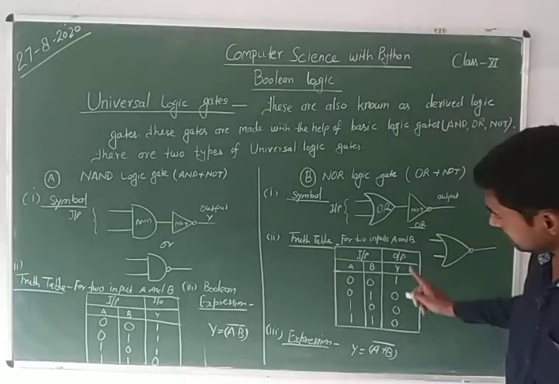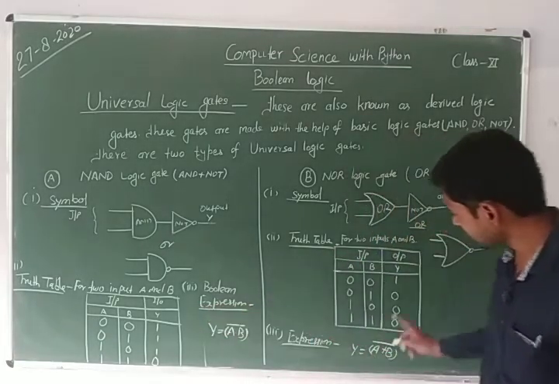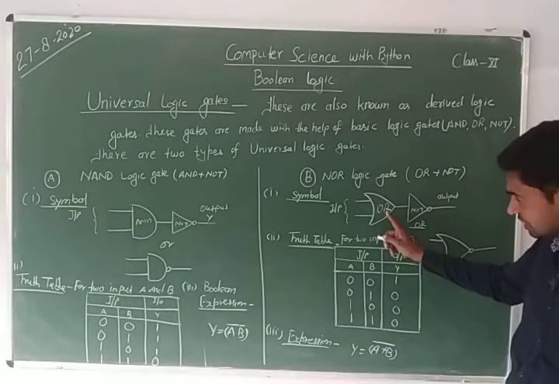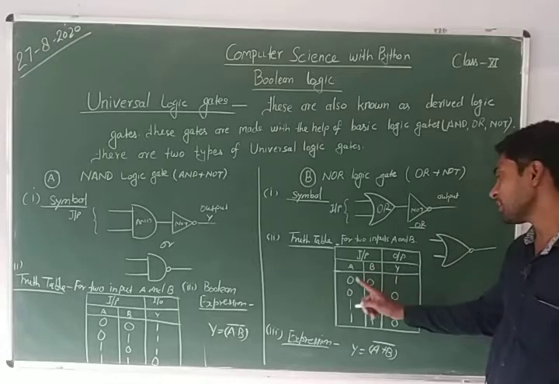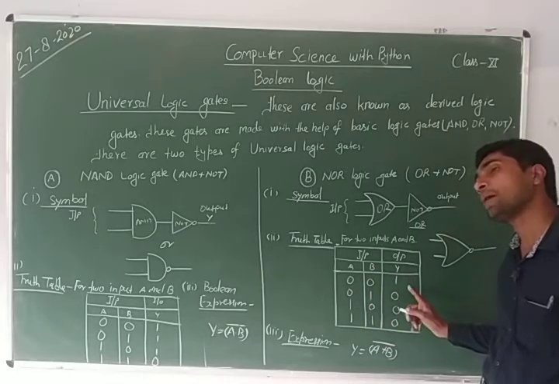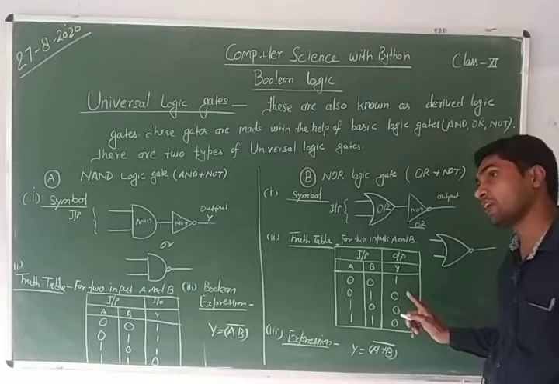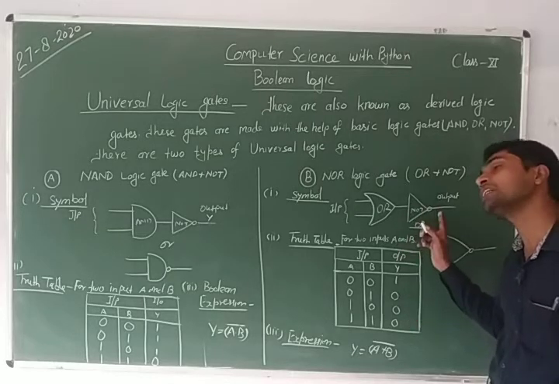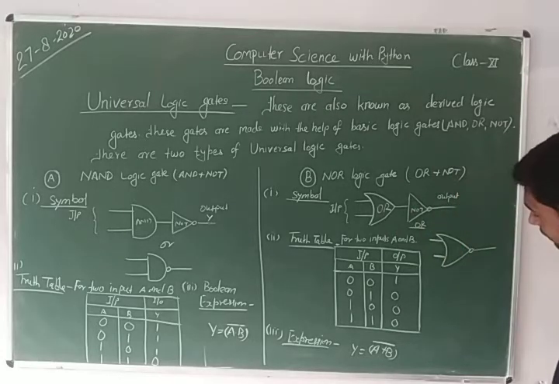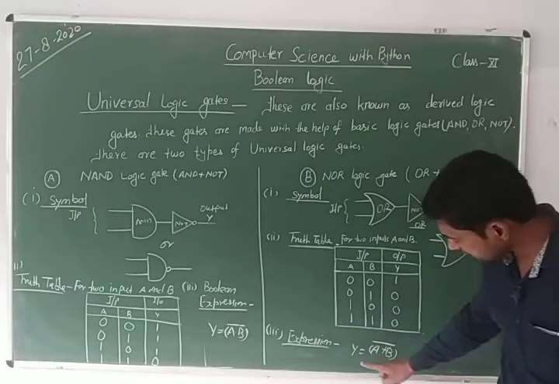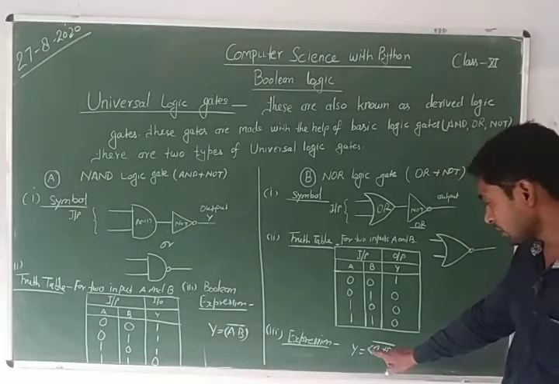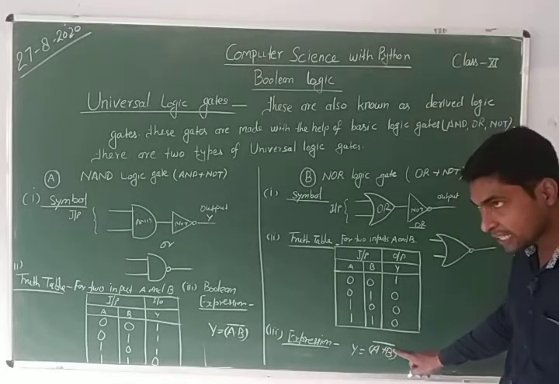For this truth table is similar, only the output is different due to the changed gate. A B: 0 0, 0 1, 1 0, 1 1. Its output is opposite to the OR logic gate because you used NOT at the output end. I hope the Boolean expression for this is Y is equal to (A plus B) whole complement, the complement of A plus B.